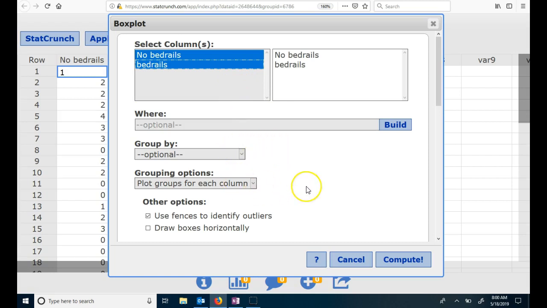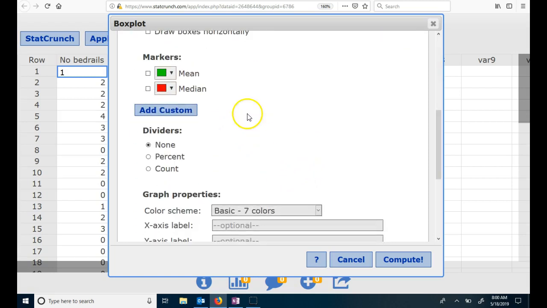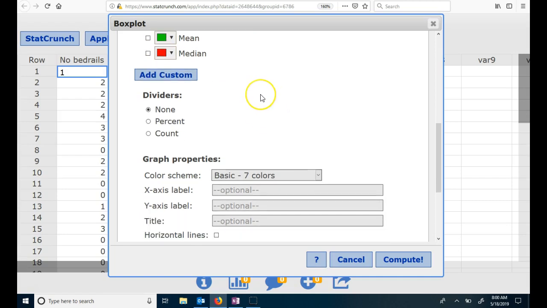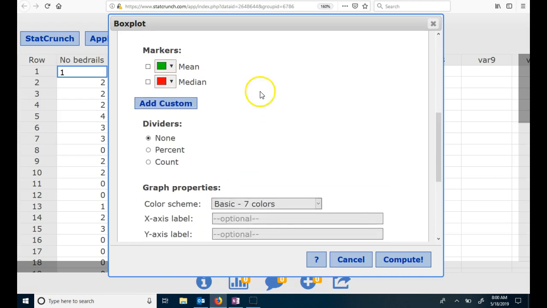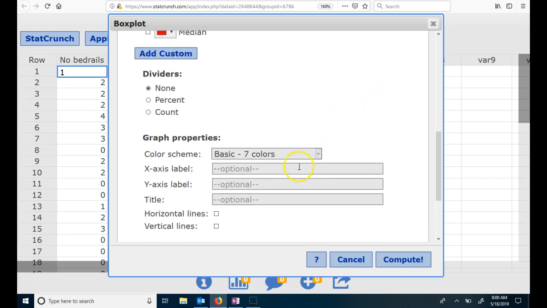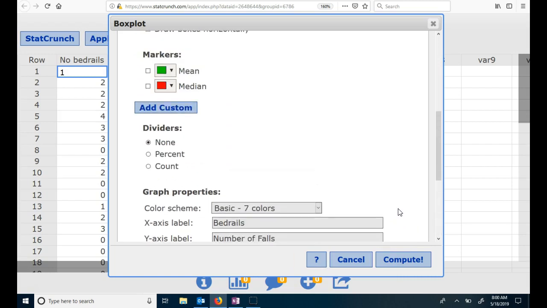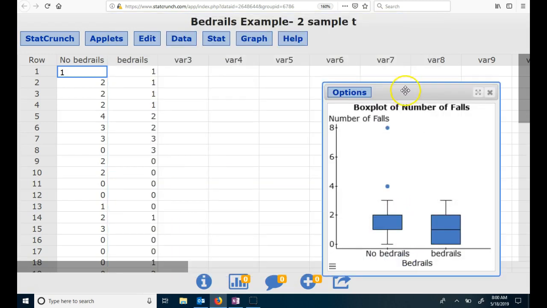Okay. I'm not going to put in any markers. When we actually see these inside of the research, they're not going to have a mean marker or a median marker. My x-axis label is going to be bed rails, so whether or not they have them, because that's my explanatory variable, and my response variable is number of falls. Then this will be box plot of number of falls. Okay, we'll compute.